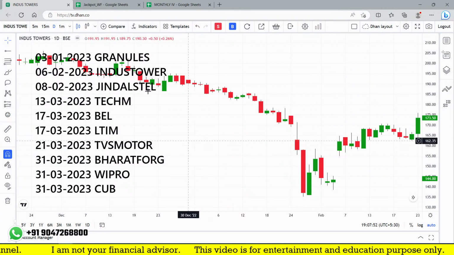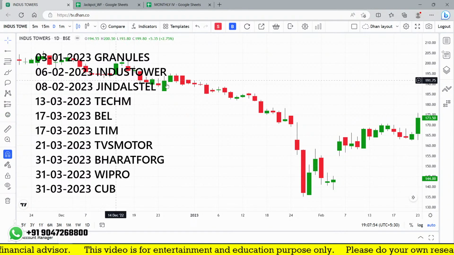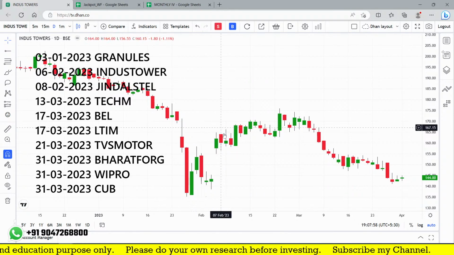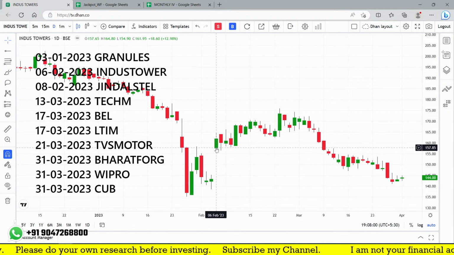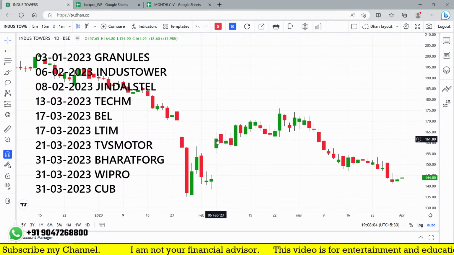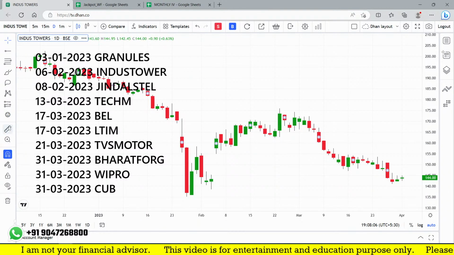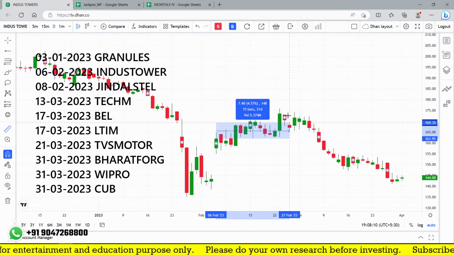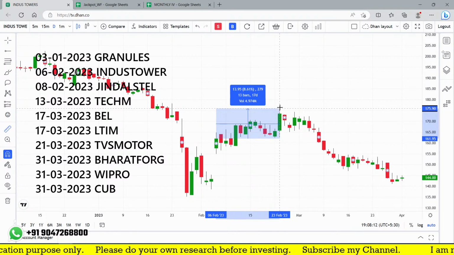Then, sorry, this is after Indus Tower on 6/2, not January. 6/2 means 6 February, right? So this was a working trade. From here we have the stop loss, but what is the risk factor? Something around 4%, and then it went up to a maximum of 8%. So a 1:2 was generated, because it's a positional trade, not an intraday one.